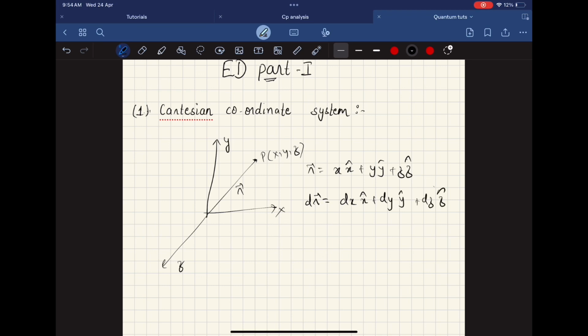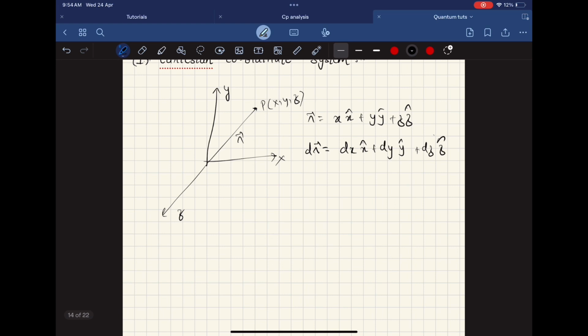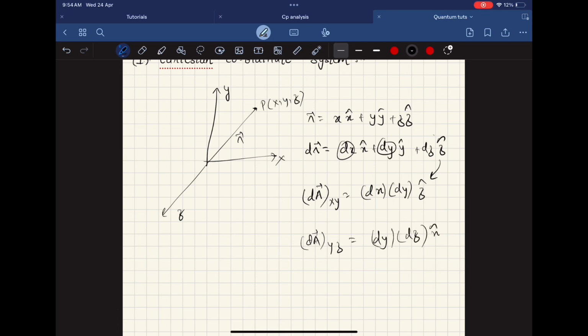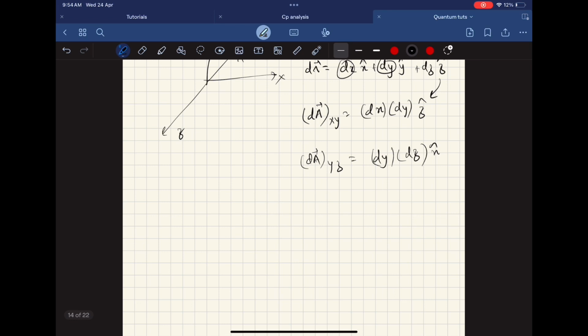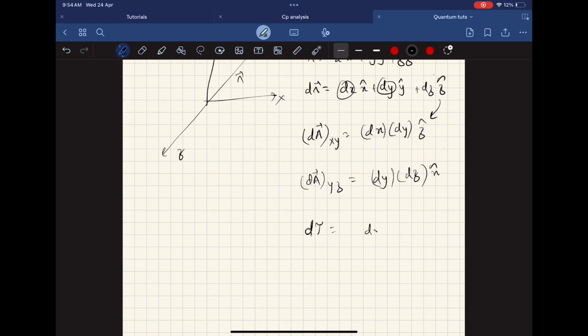And if I want to write the dA vector, let's suppose in the xy plane, then it is dx into dy into z-cap. Similarly, if I want to write the dA vector in the yz plane, then it is dy into dz into x-cap. Now if I want to write dv in electrodynamics, we write it as d tau. D tau is dx into dy into dz.